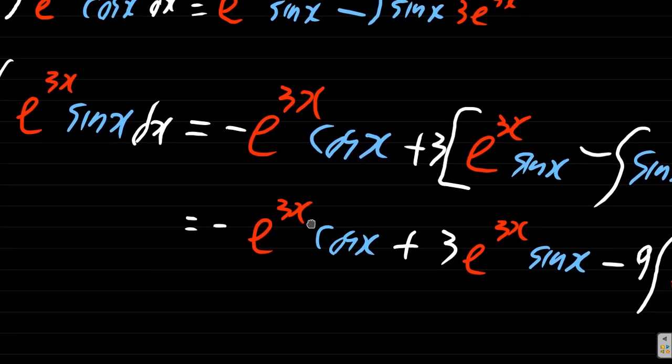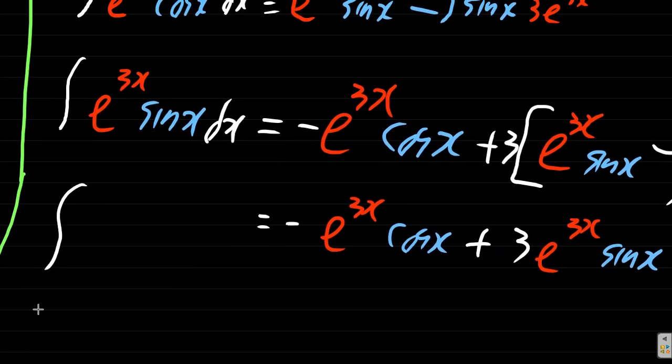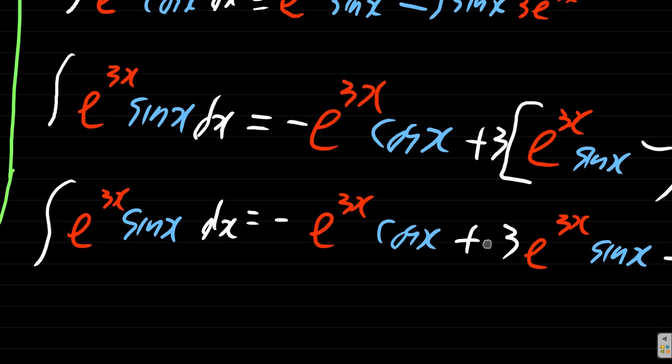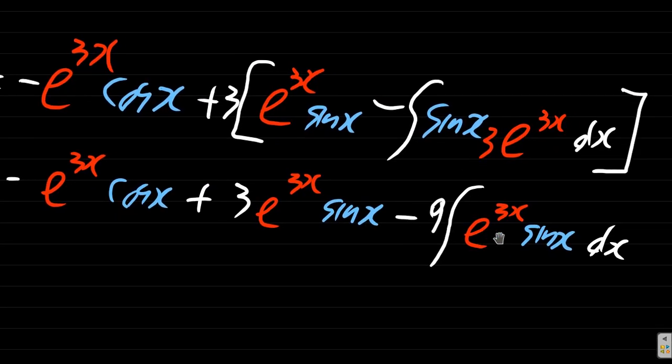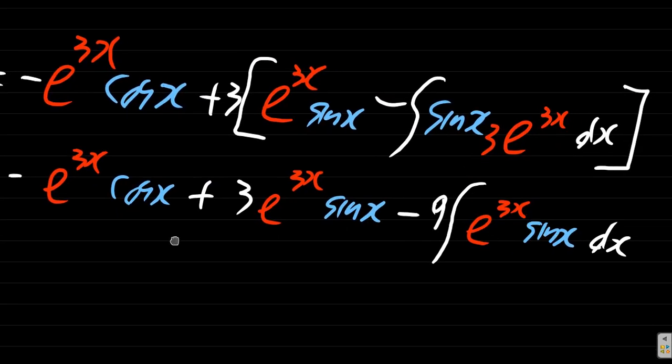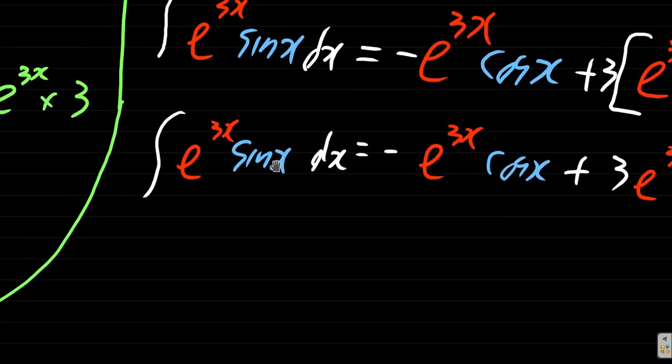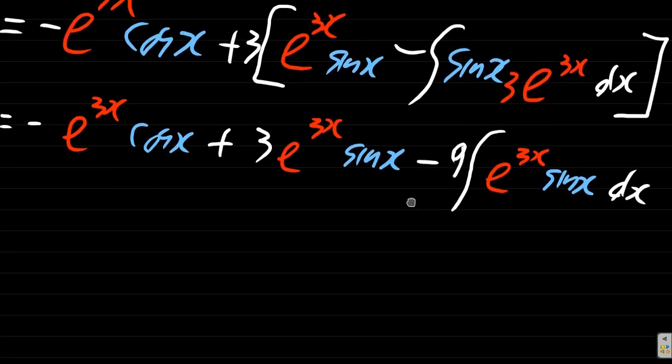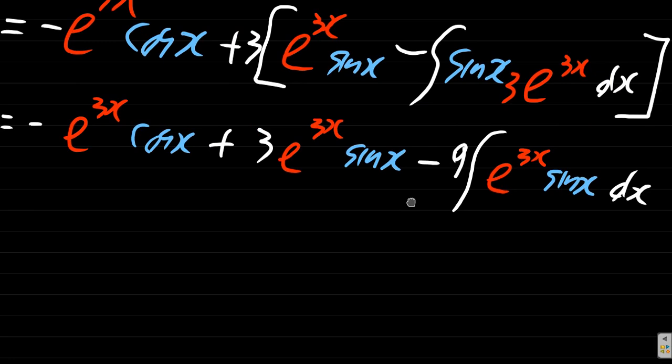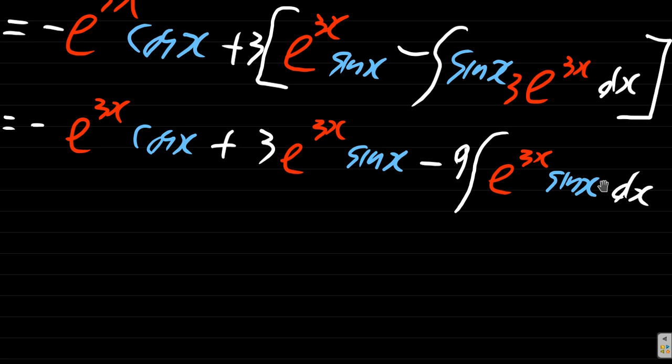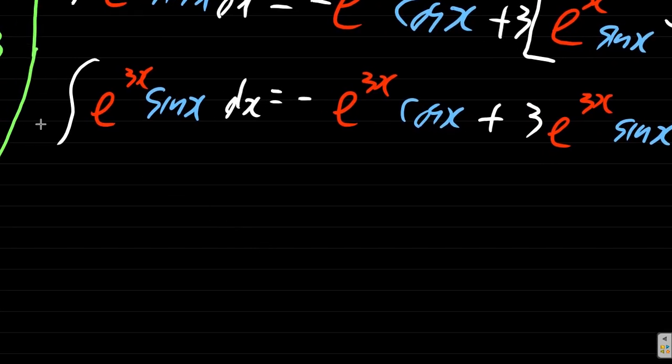Now, on the left hand side, you have the integral of e to the 3x sine x dx. Alright? Now, let's see something here. E to the 3x sine x dx. So let us add 9 times the integral of e to the 3x sine x dx to both sides.